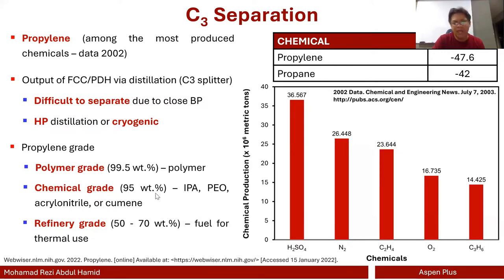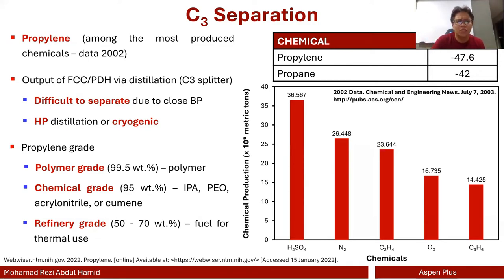Around 95% propylene, and the remainder would be propane, around 5%. And this chemical grade propylene would be used in most chemical and petrochemical plants to produce IPA, isopropyl alcohol, PEO, here PEO is polyethylene oxide, I think, and then acrylonitrile, and then cumene. And there are a lot more.